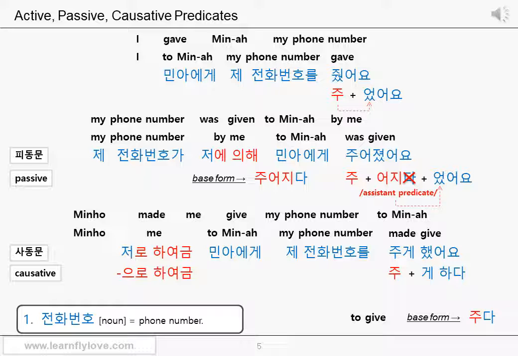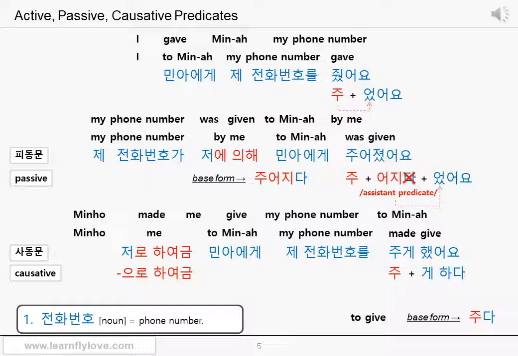And the pronoun me is the one who was made to give the phone number to Mina by 민호, right? So you use 로 하여금 for the pronoun me to indicate that me is the one who was actually made to give the phone number to Mina by Minho. 저로 하여금. A little bit complicated, right? But you have to learn all this to speak Korean properly anyway, so don't be so stressed, okay?